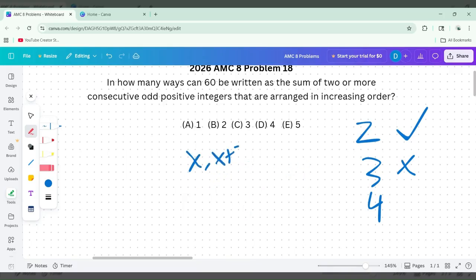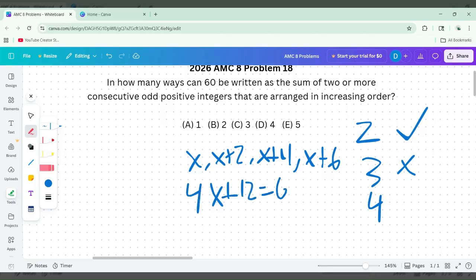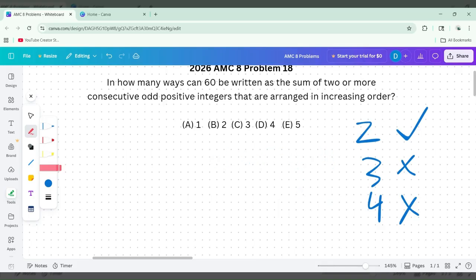X plus 2, x plus 4, x plus 6 is equal to 4x plus 12 is equal to 60. So x equals 12. That doesn't work again because 12 is not odd. Okay, now let's test 5.